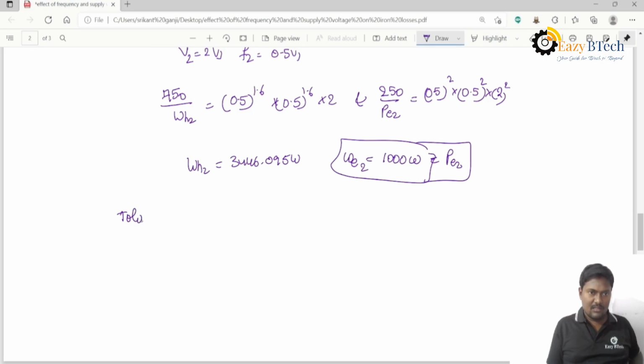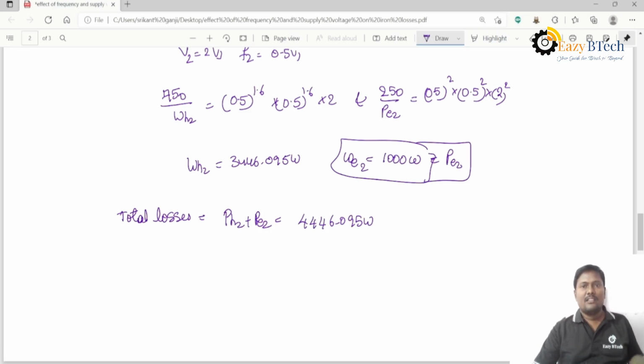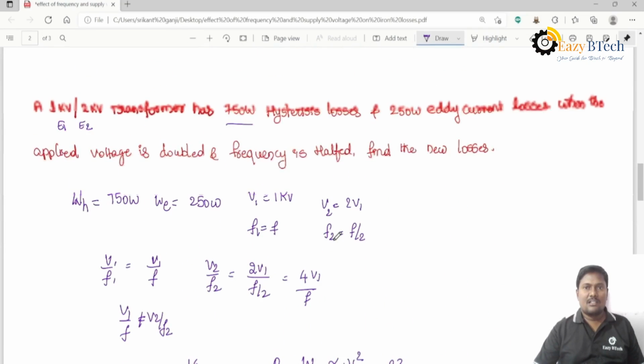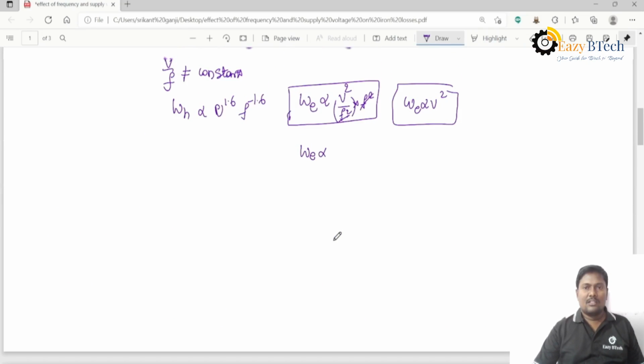Now the total losses is equal to PH2 plus PE2, so 4446.095 watts. The eddy current loss is directly proportional to V square.